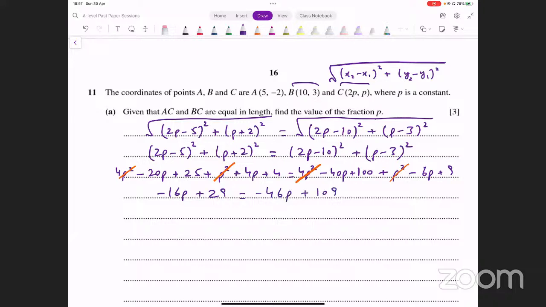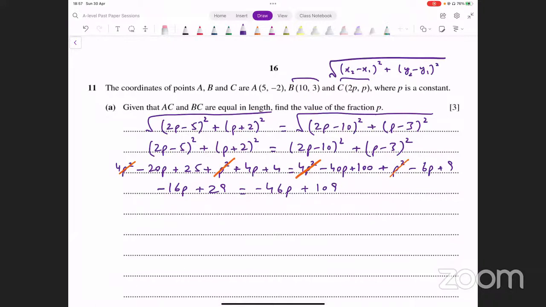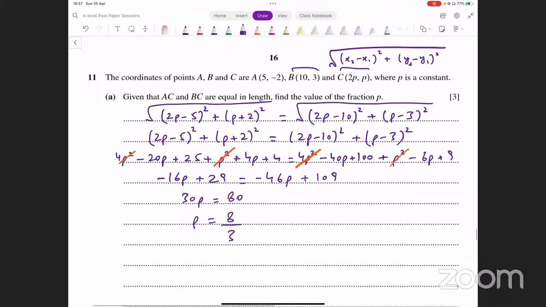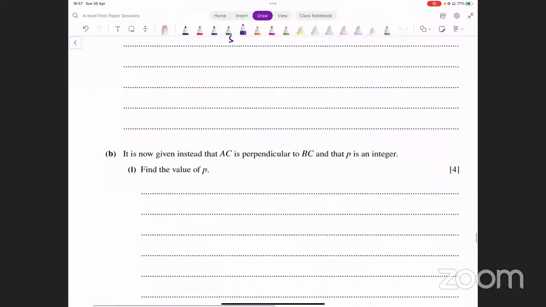That's 109. And we have 30p equal to 109 minus 29. That is going to be 80. And the value of p turns out to be 80 over 30, which is 8 over 3. That's the value of p that we were looking for. And we have found that here. Okay. Acha. That's the first part. Let's move on to the next one.